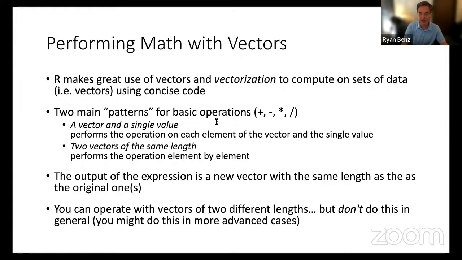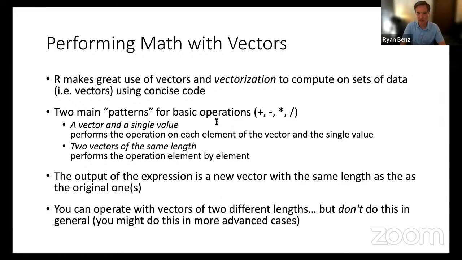There are two main patterns, and we're going to practice this in just a second, for working with vectors in R. We're going to either have a vector of values and a single value and perform math on those. What's going to happen is that single value is going to be added or subtracted or so on to every value in that vector. So we're going to take one value and apply the math operation to every individual entity in that vector.